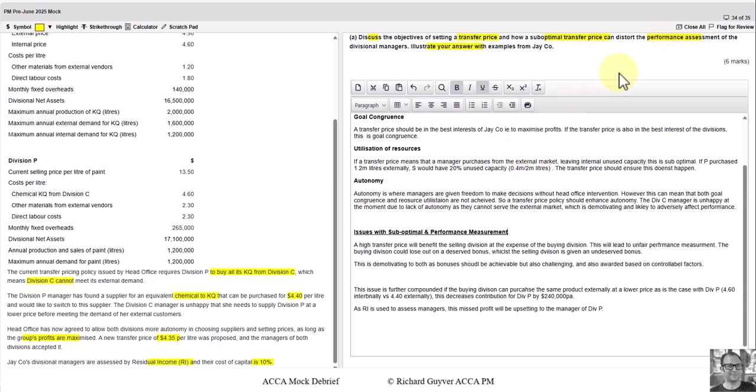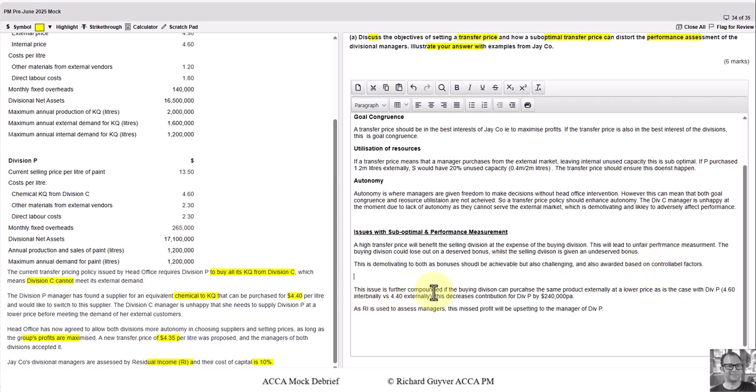And then the second part of the question up here was how suboptimal transfer price can distort performance assessment. A high transfer price will benefit the selling division at the expense of the buying division. This will lead to unfair performance measurement. The buying division could lose out on a deserved bonus whilst the selling division is given an undeserved bonus. What's the impact? This is demotivating to both, as bonuses should be achievable but also challenging and also awarded based on controllable factors. And then I've taken it a bit further.